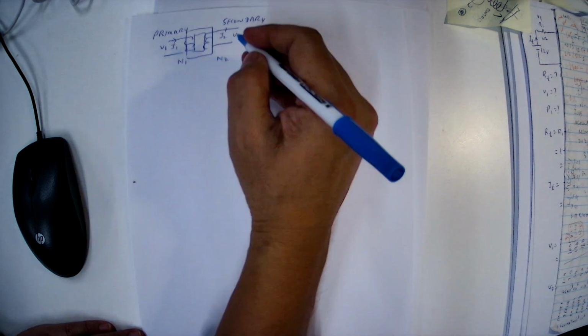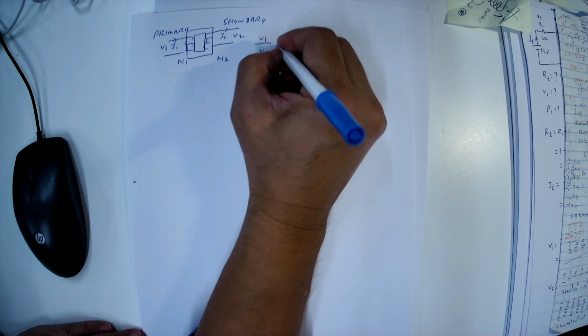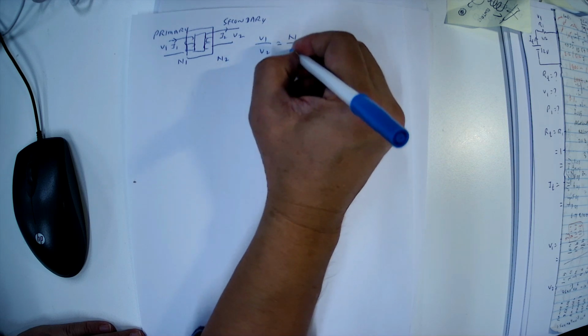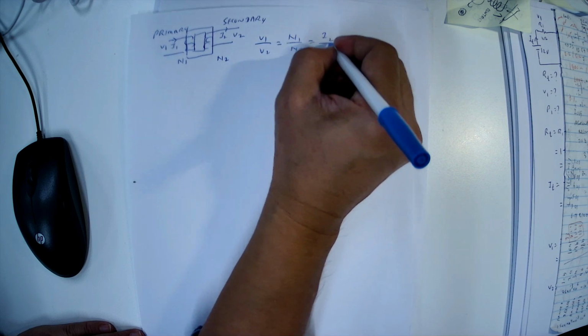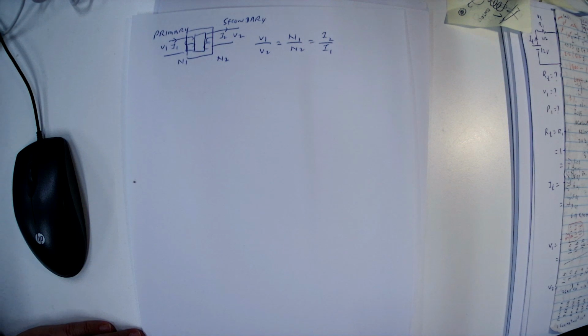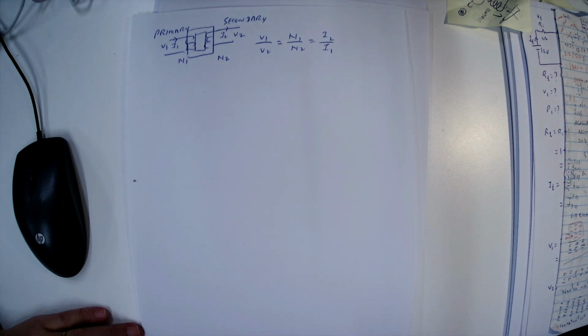So now we write down the transformer equation: V1 by V2 equal to N1 by N2 equal to I2 by I1. This means the ratio of the primary and secondary voltage is equal to the ratio of the primary and secondary turns, and also equal to the ratio of the secondary current to the primary current. So this is the voltage, turn ratio and current relation of the transformer.